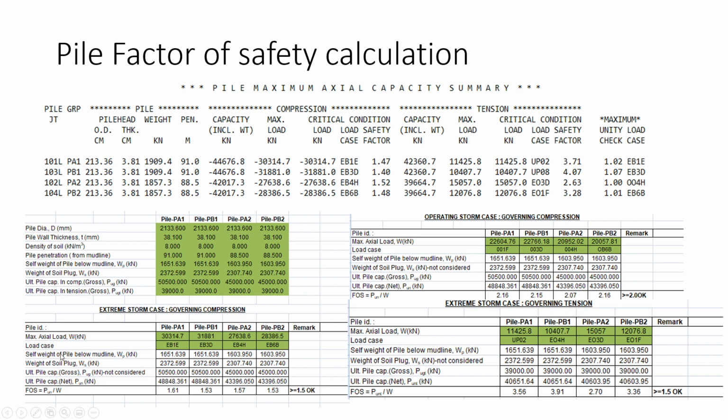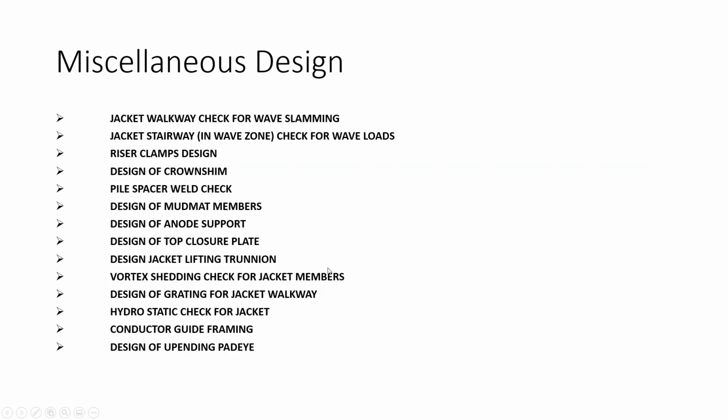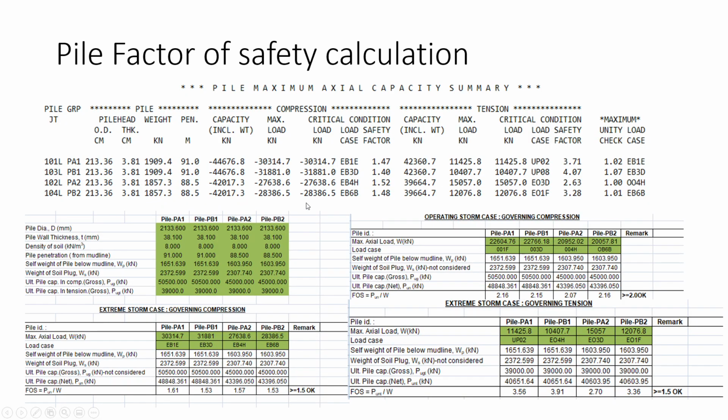Apart from that, we have to consider the below-mudline weight of the soil plug or the self-weight of the pile. We have to add it to the pile force. So that will be the actual load divided by the allowable load, which gives the pile factor of safety. After that, this completes the in-place analysis.